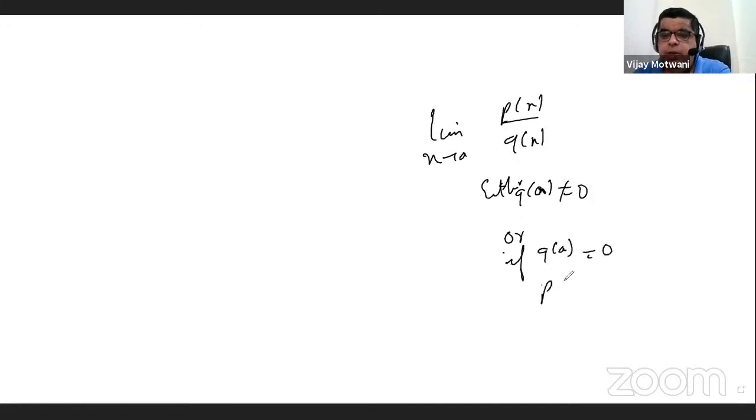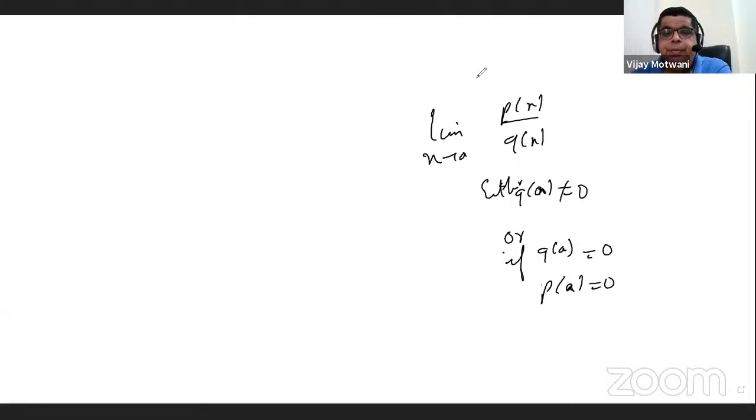When I say limit as x extends to a, p of x upon q of x, the condition for the limit to exist is that either q of a is not equal to 0, or if q of a is equal to 0, then p of a also should be equal to 0 at the same position. Then the limit will exist. Else the limit will not exist.